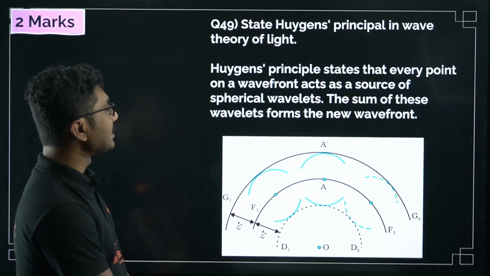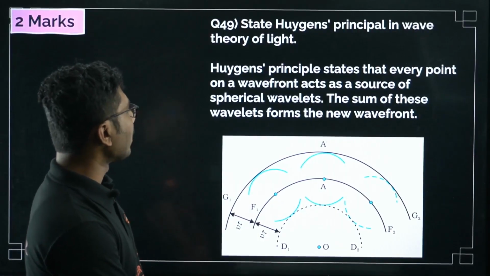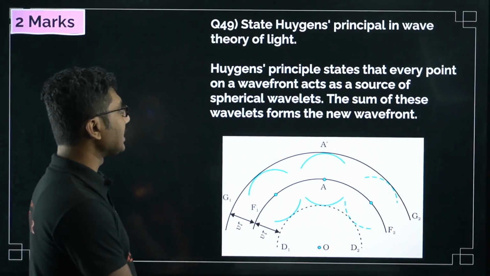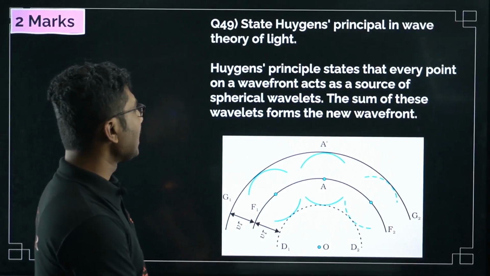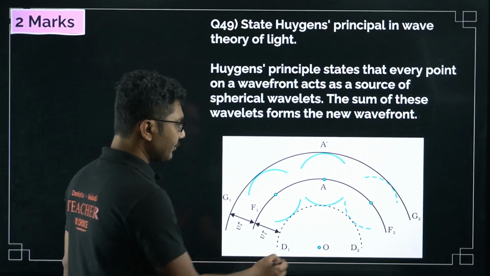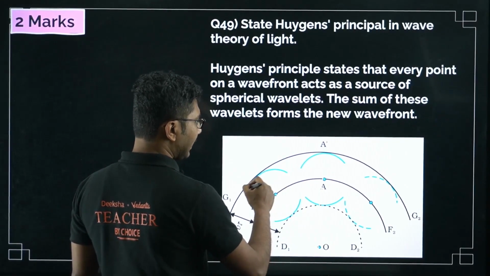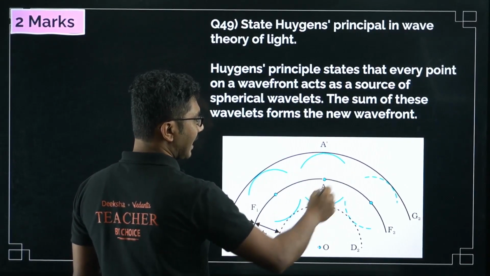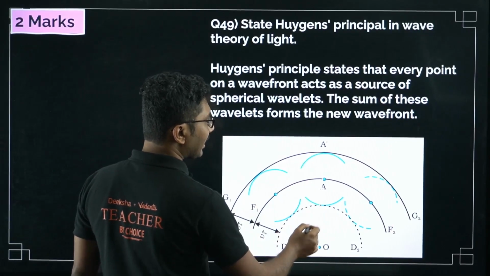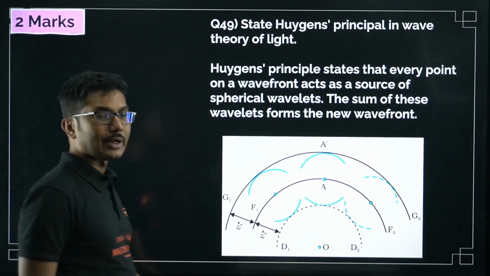State Huygens principle in the wave theory of light. Huygens principle states that every point on a wavefront acts as a source of spherical wavelets. The sum of these wavelets forms a new wavefront. If you see, this is a source, this is the primary wavefront, and from there secondary wavelets are emanating, and they give rise to the previous wavefront and the forward wavefront. Both wavefronts you can get from this.